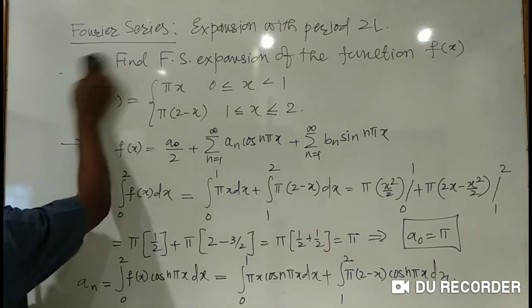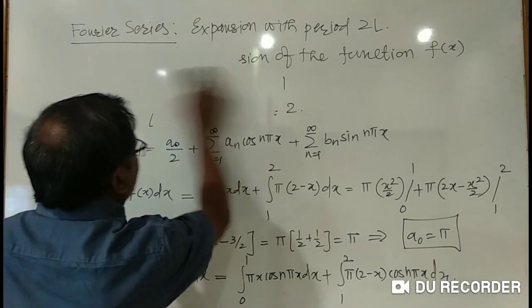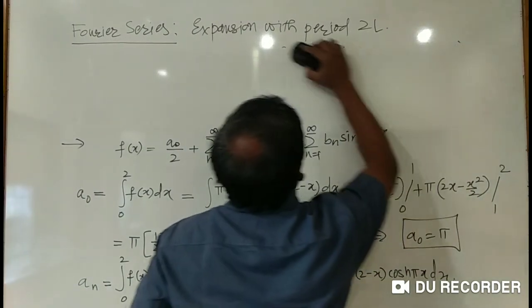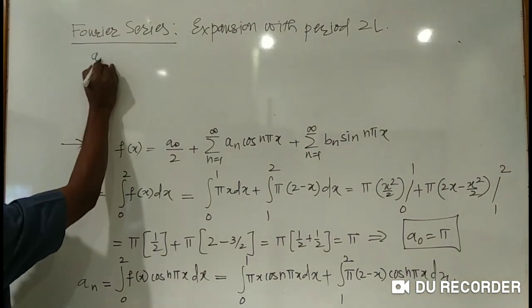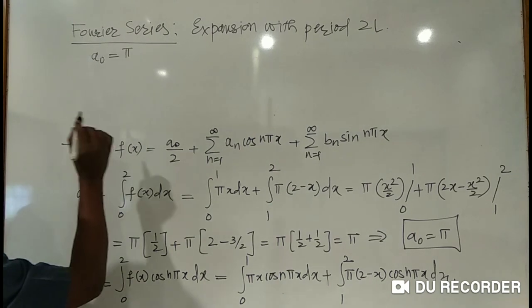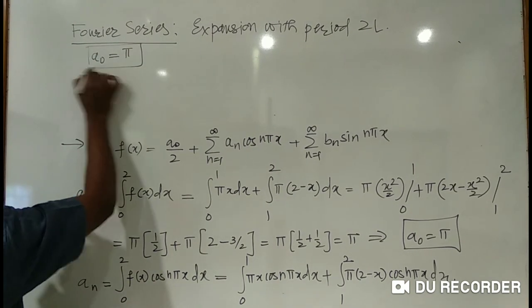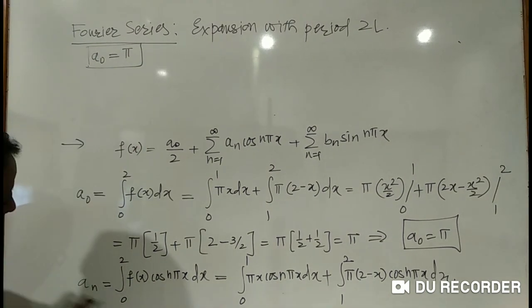Okay, I will erase this. A0 we have already obtained, it is pi. Is it okay? Okay. Now we are calculating an.